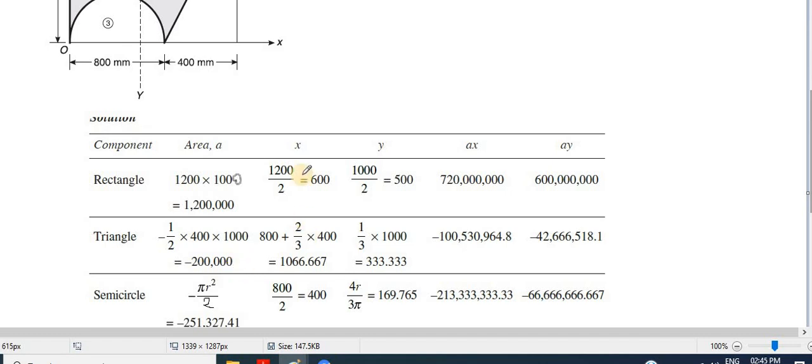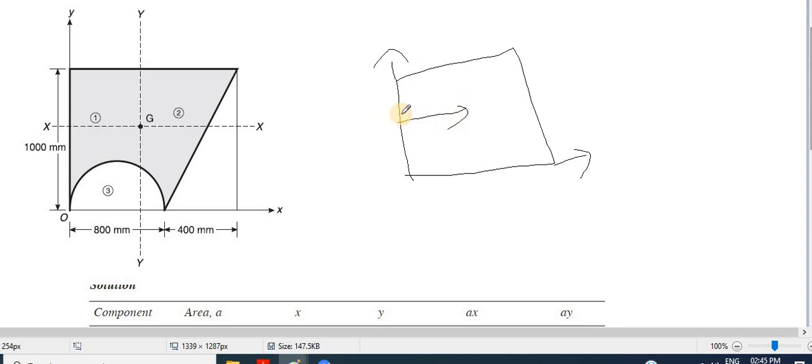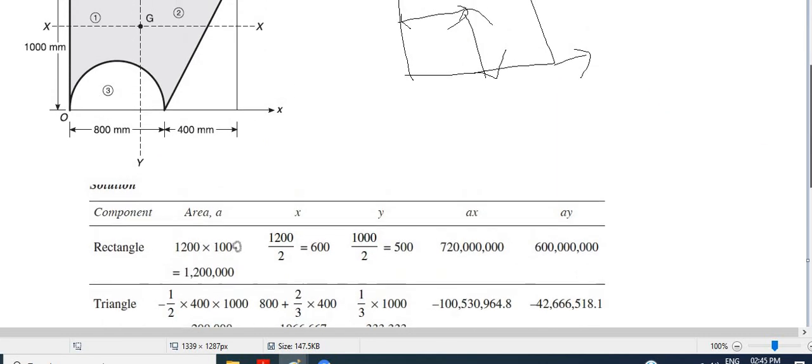Semicircle. Okay. Next is X1. What is X1? X1 is for the rectangle. This is my rectangle, this is my reference axis X, reference axis Y. So what is X1? Exactly at the middle, half. So 1200 divided by 2, 600. What is Y1? Here half the distance, 1000 divided by 2, 500. So 600, 500.